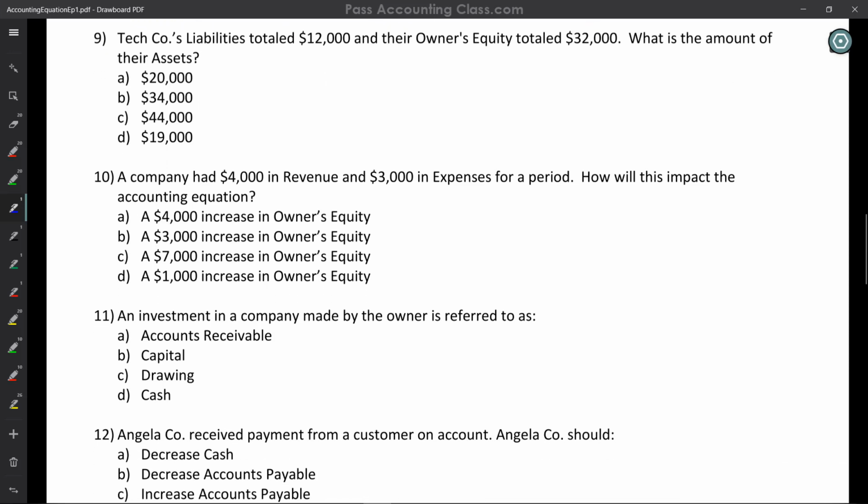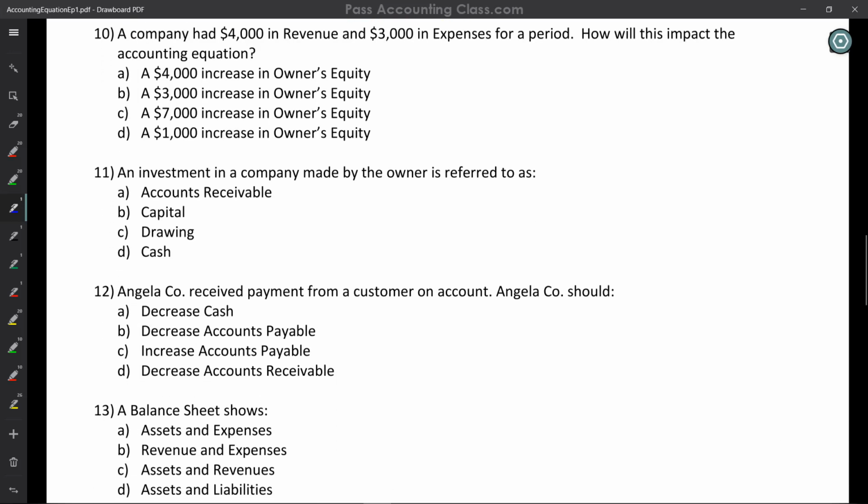For question 9, it says, Techco's liabilities totaled $12,000 and their owner's equity totaled $32,000. What is the amount of their assets? $20,000, $34,000, $44,000, or $19,000? So we'll write out the accounting equation, assets equals liabilities plus owner's equity, and we'll fill in the blanks. We have liabilities of $12,000. We have owner's equity of $32,000. So we're solving for our assets. Assets equal $44,000. So the answer here is going to be C.